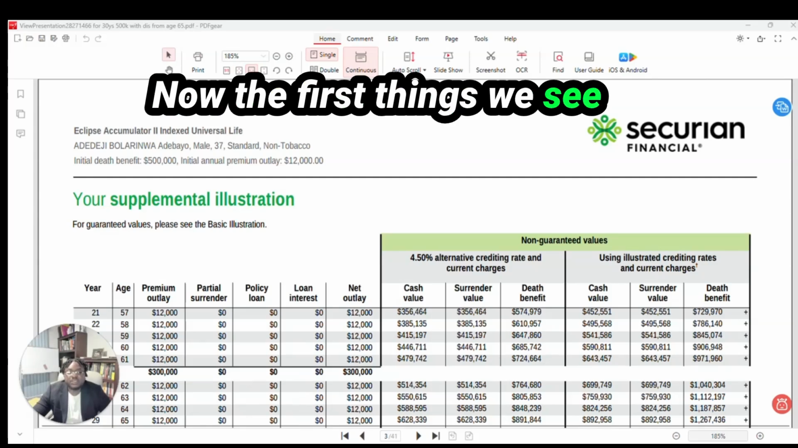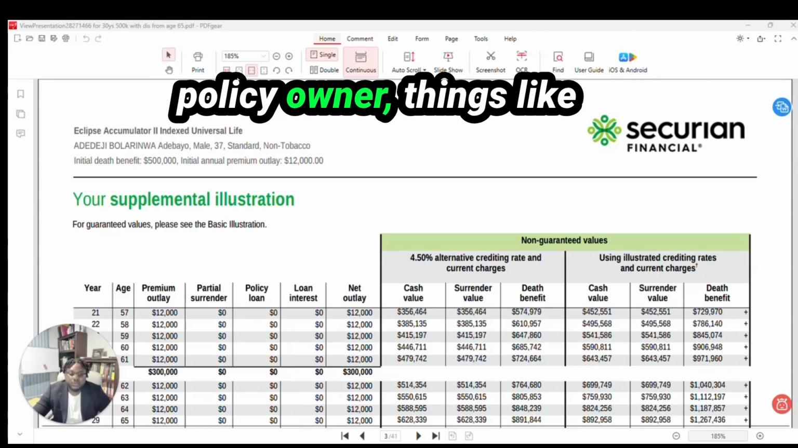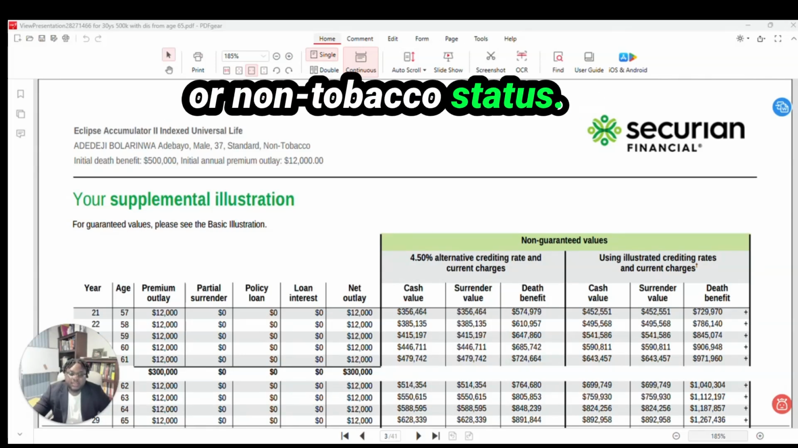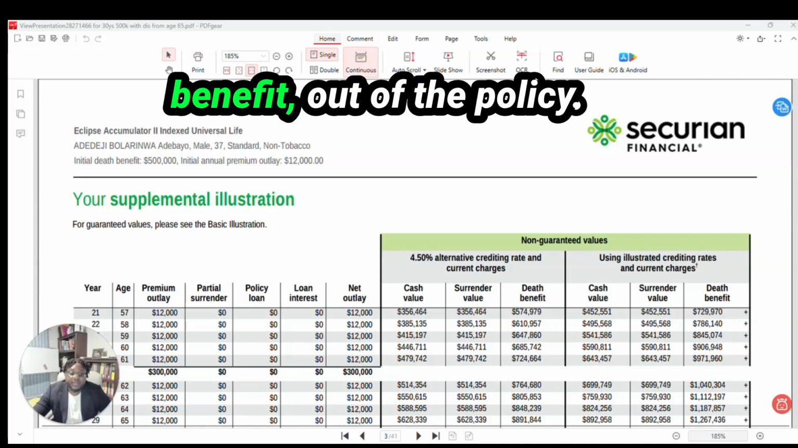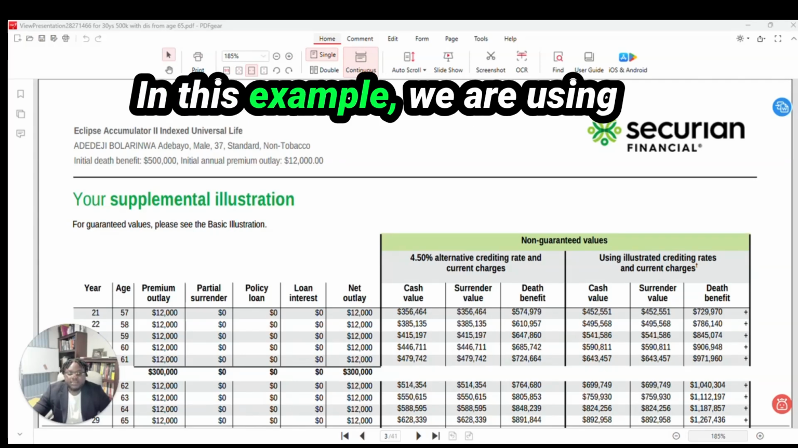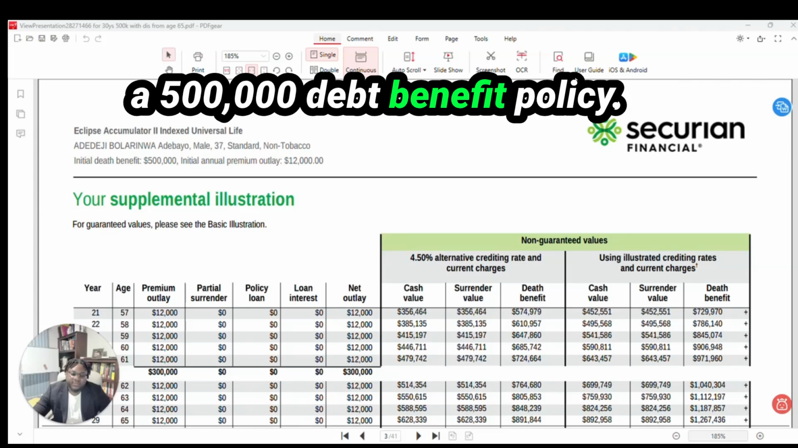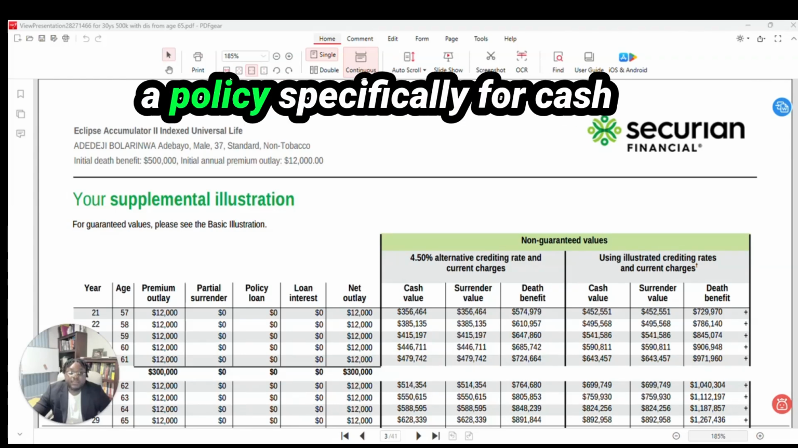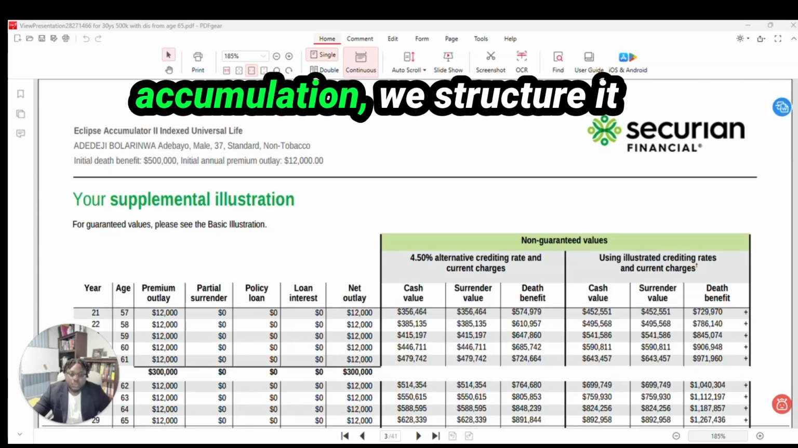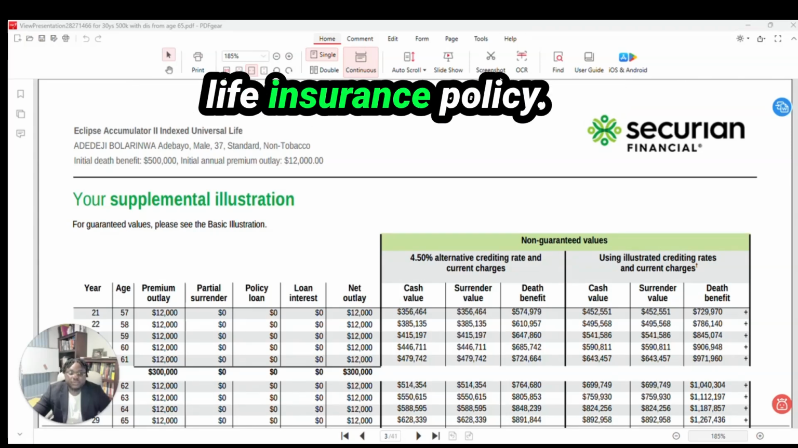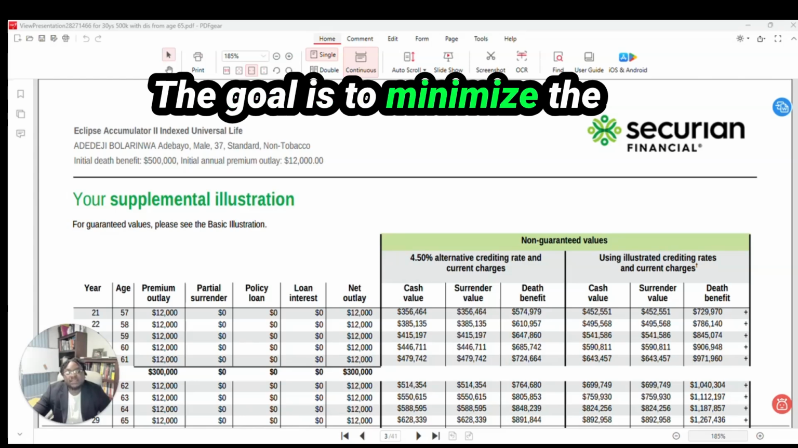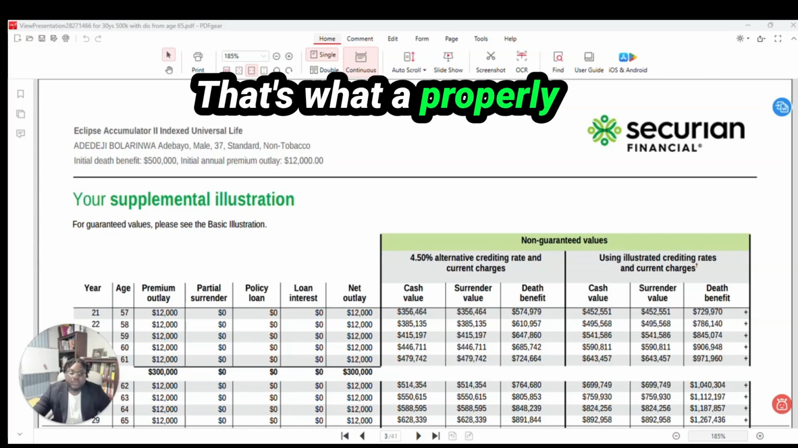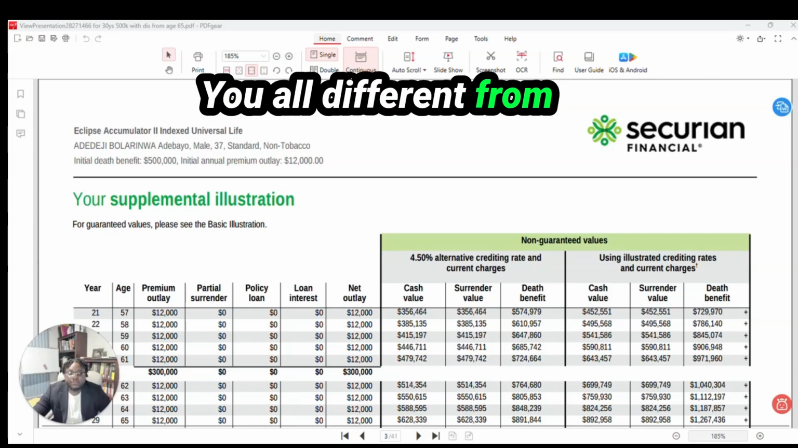Now, the first things we see are the basics about the policy owner. Things like age, health rating, tobacco or non-tobacco status. These factors help determine the death benefit amount of the policy. In this example, we're using a $500,000 death benefit policy. Now, while the death benefit is important, when we design a policy specifically for cash accumulation, we structure it differently than a traditional life insurance policy. The goal is to minimize the insurance cost and maximize the cash value growth. That's what makes a properly structured IUL different from a typical policy.